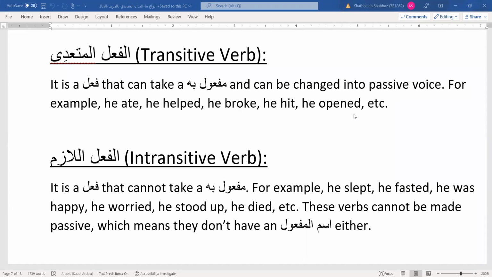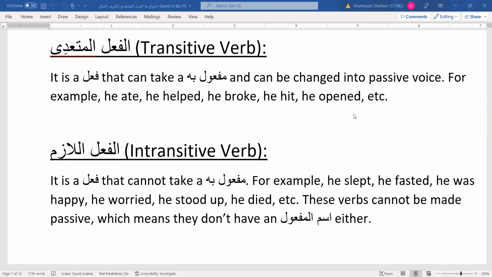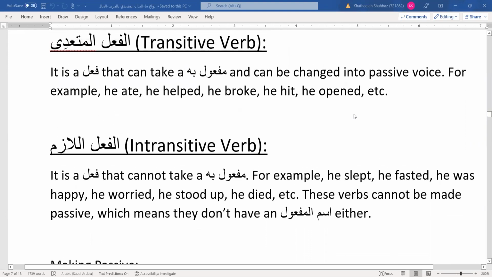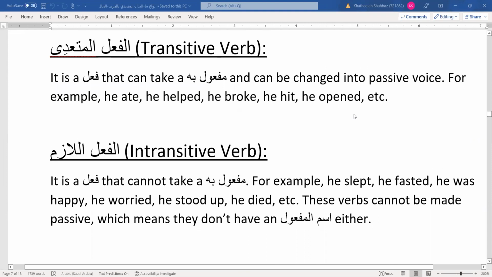changed into passive. While on the contrary, the al-fail al-lazim is a fail which cannot take a maf'ul bihi, and therefore it cannot be changed into passive voice, and it does not have an ismul maf'ul. Like in the sarf, when we do a sarf for a word, we have an ismul fa'il and ismul maf'ul. But ismul maf'ul does not exist for a lazim fail.